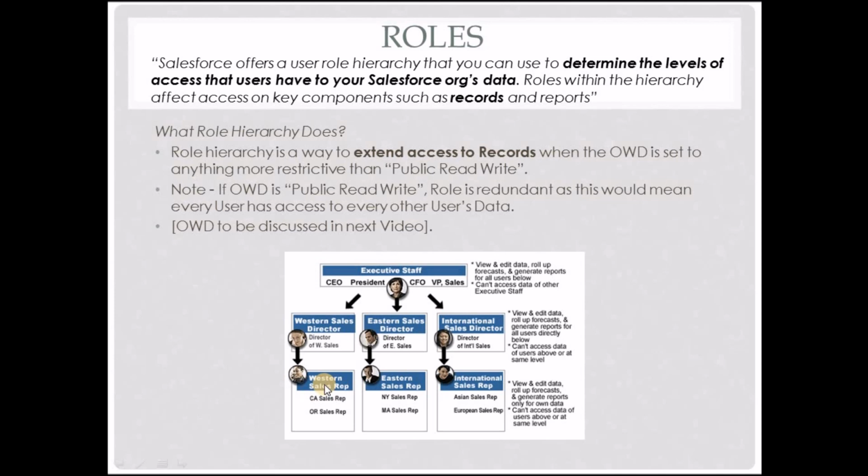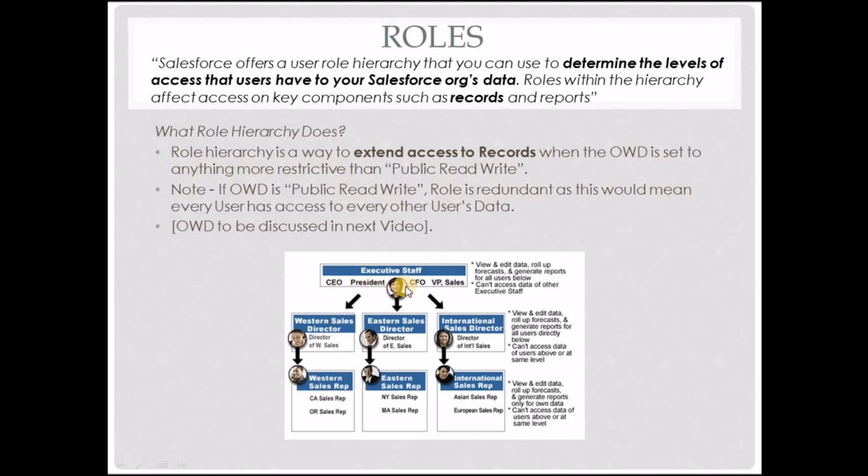In the organization, having such a role hierarchy allows us to access data other than the data that we own. So a Western Sales Rep cannot look into any other data because he is on the bottom of the chain, while a Western Sales Director can look into all the data of the Western Sales Rep.